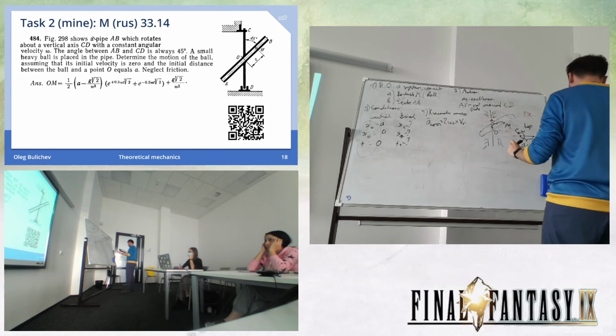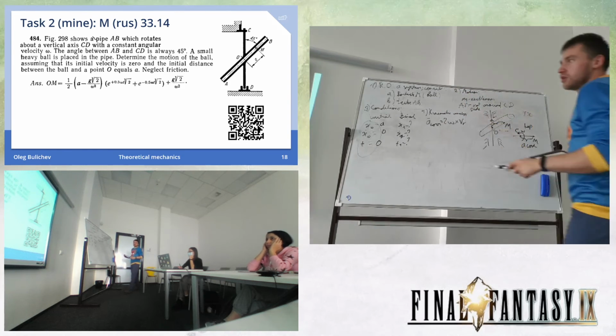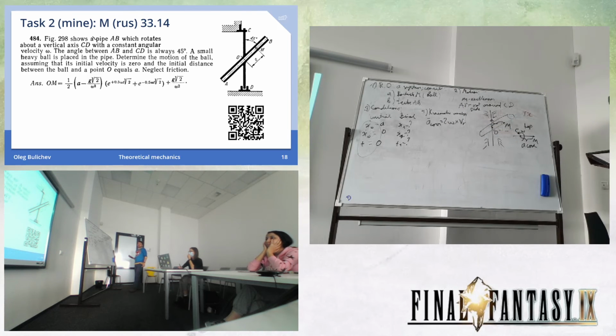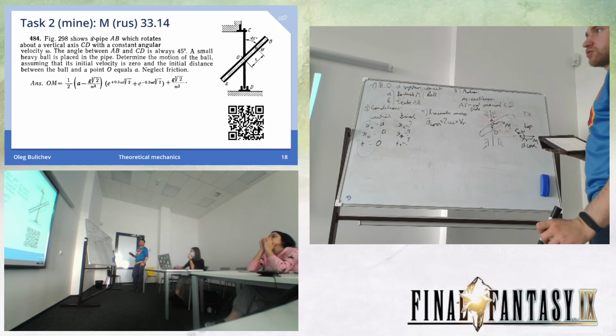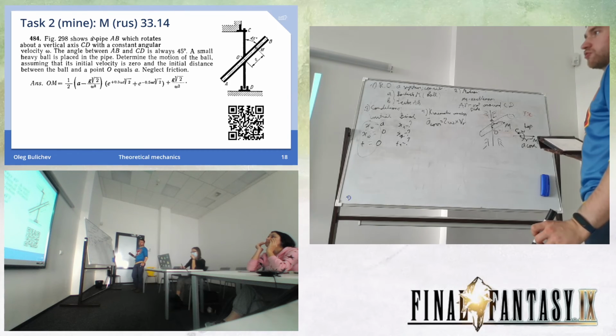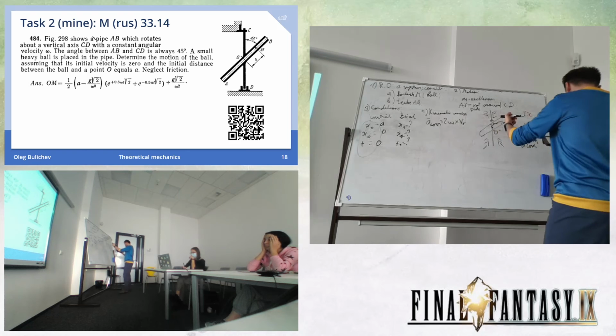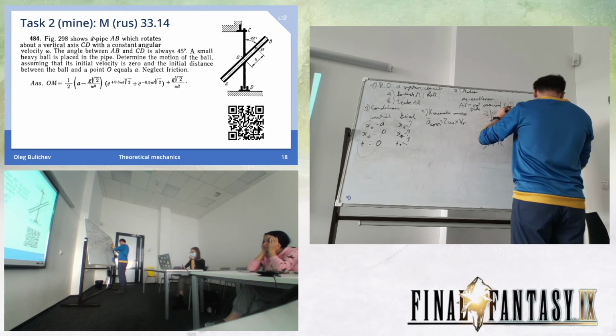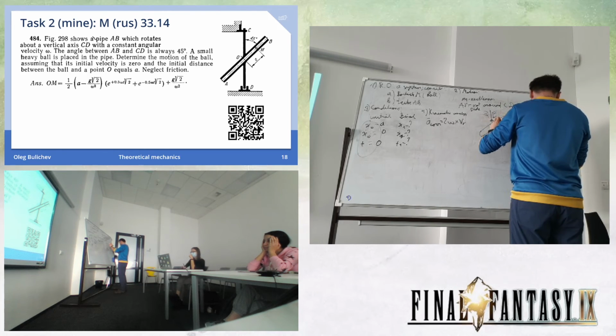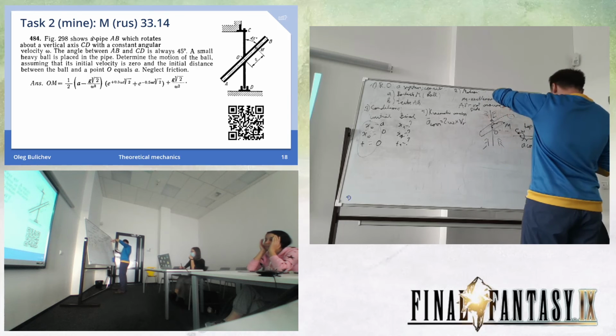Now we are starting to draw. We need to read: it rotates around vertical CD with constant angular velocity. The angle is always constant, 45 degrees. A small heavy ball is placed there. Determine the motion of the ball, assuming the rest. Let's assume our motion. So let's start. It rotates like this.